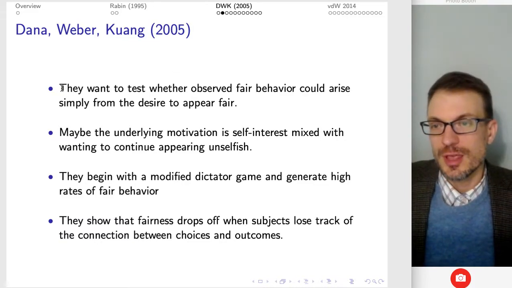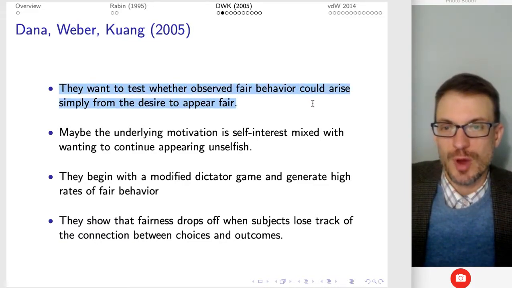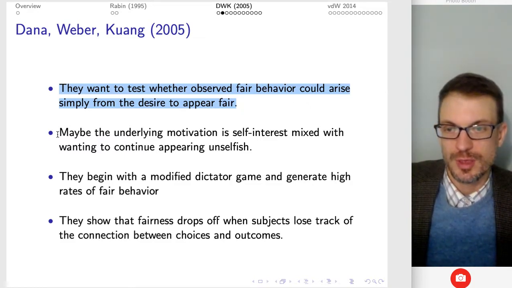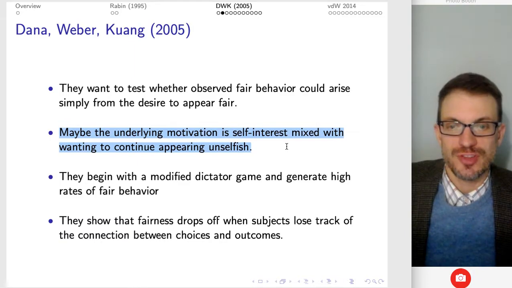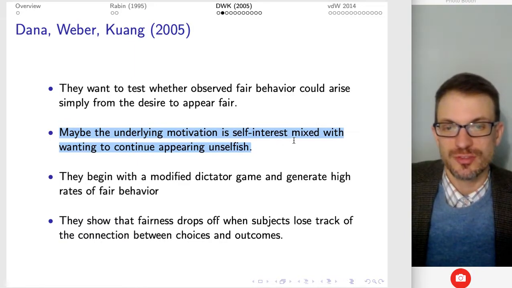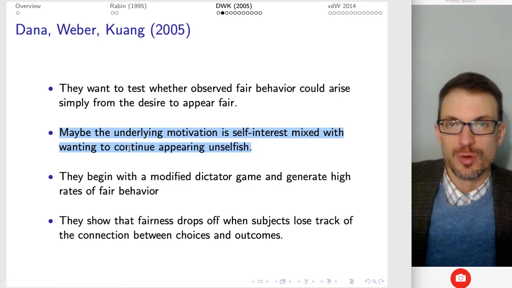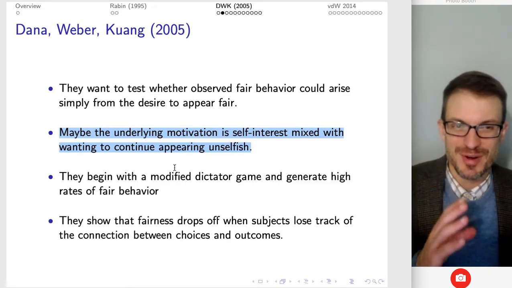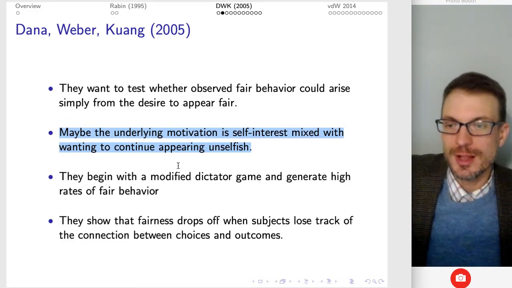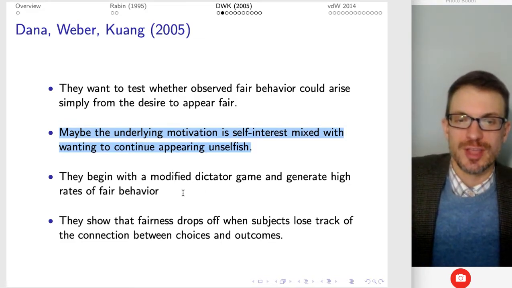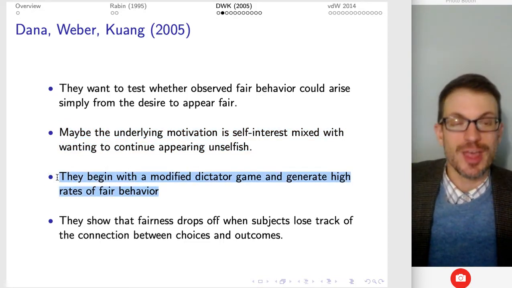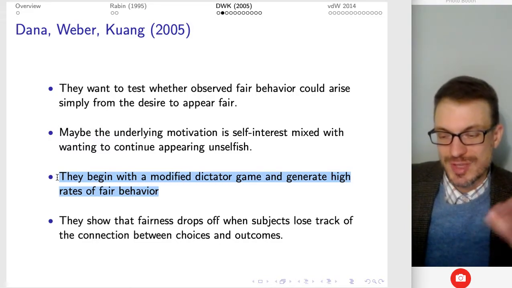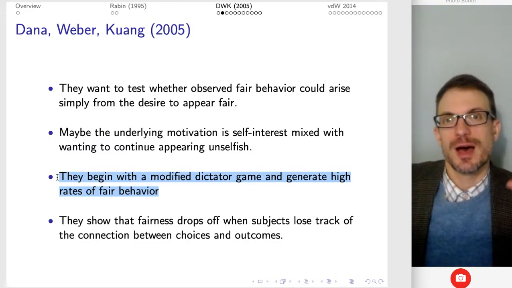So what they're doing in DWK is testing whether the observed behavior could arise simply from the desire to appear fair. In fact, maybe the underlying motivation is just self-interest interacted with the goal of continuing to appear unselfish, to themselves or to others, right? So they begin with a modified dictator game. They generate high rates of fair behavior. That's how you want to start an experiment: if you want to study something, you set up your experiment so you get what you're looking for, and then you try to modify with different treatments.